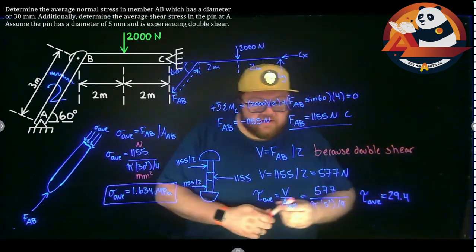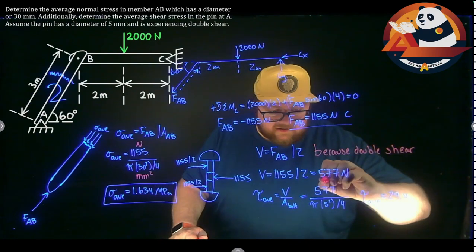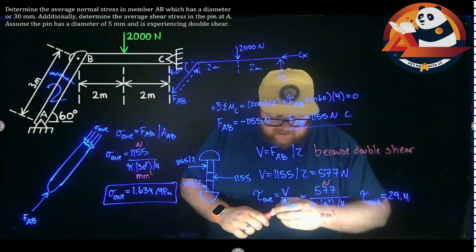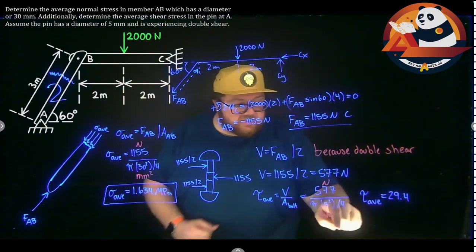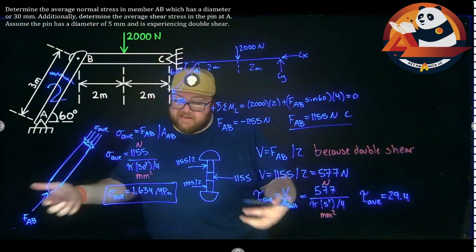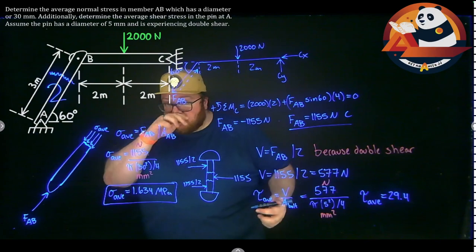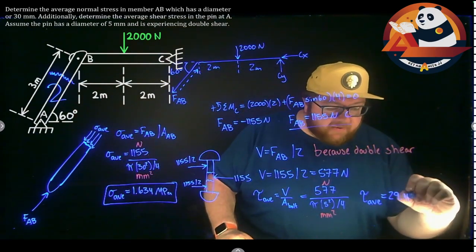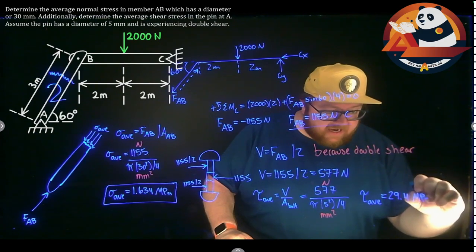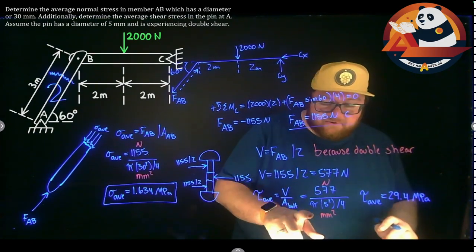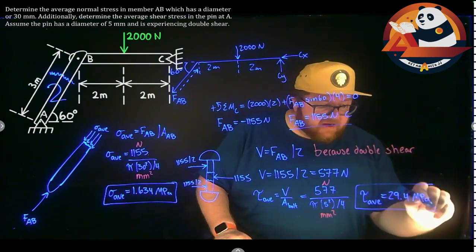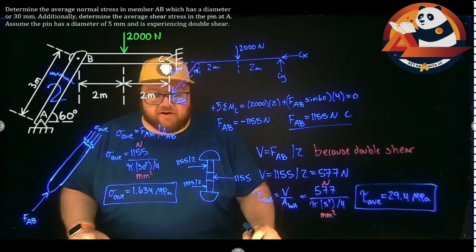We have newtons for our shear. We had millimeters squared for a diameter squared, newtons per square millimeter. Again, consistently what we want to put into our equations are newtons and millimeters, because that way we get megapascals coming out. 1 newton per millimeter squared is 1 megapascal. That would be our final answer for our problem.